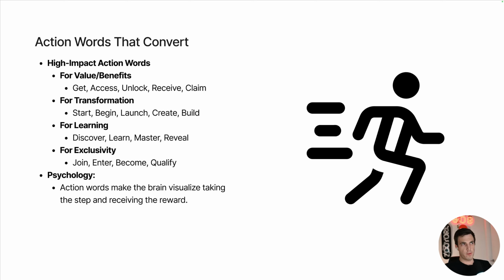Action words that convert. High impact action words for value and benefits would be get, access, receive, and claim. For transformation, it would be start, begin, launch, create, and build. For learning: discover, learn, master, reveal. For exclusivity: join, enter, become, qualify. The psychology behind this is that action words make the brain visualize taking the step and receiving the reward.